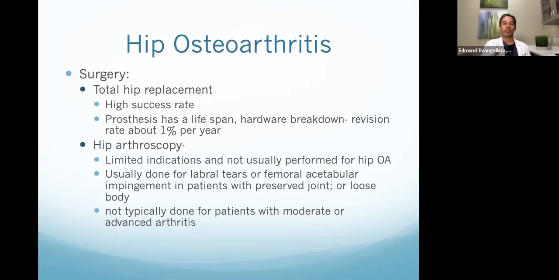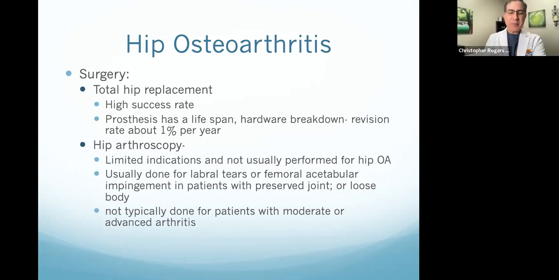Now, what about hip arthroscopy or scoping the hip? Typically not done for hip arthritis. Very limited indications for hip arthroscopy, usually done for labral tears or femoral acetabular impingement in patients who have a preserved joint, so not a lot of arthritis in the joint. You can also do it for a loose body in the joint. For patients who have a labral tear or femoral acetabular impingement with moderate arthritis, most surgeons will not recommend arthroscopy or scoping the hip. They would recommend just replacing the entire joint, doing a joint replacement.